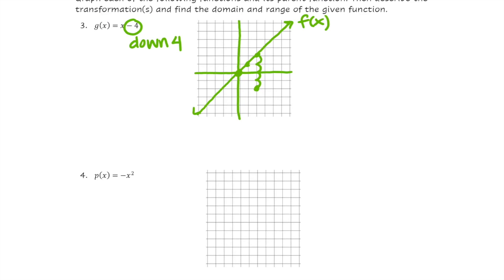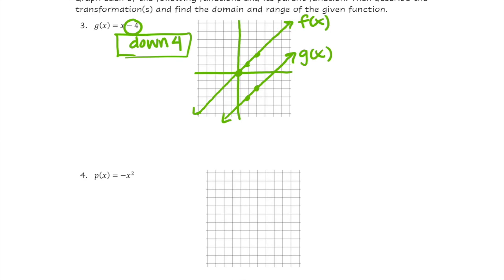Okay, so there's my point. Again, this one goes down 1, 2, 3, 4. Here's our straight line that was shifted down 4, so this is the g of x. So we had to graph both of them and then describe the transformations. In this case, it was down 4, so I actually already described that. It was down 4. And then find the domain and range.